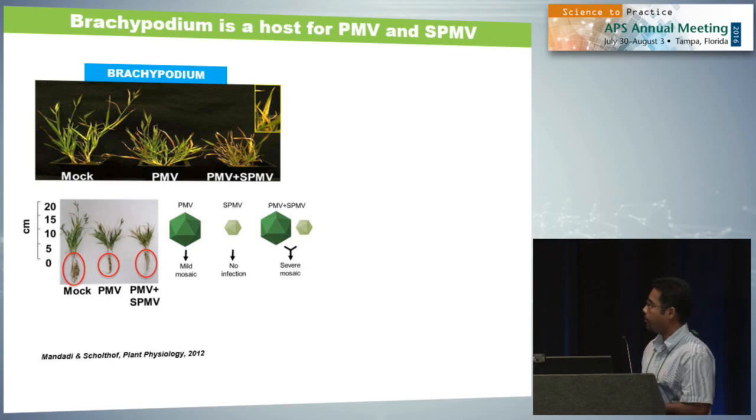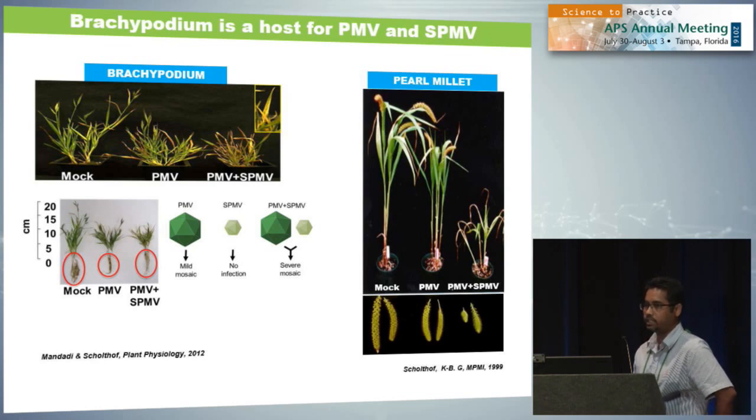And so this phenotype was almost identical to what we see in field grasses. This is an example from an old paper when Dr. Schoelz was characterizing the synergism in pearl millet, and you can see the identical effects of the synergism in field grass and the model grass. So this is very important for us because it gives us confidence in working with the model grass and extrapolating the findings to other grasses, like field grasses.